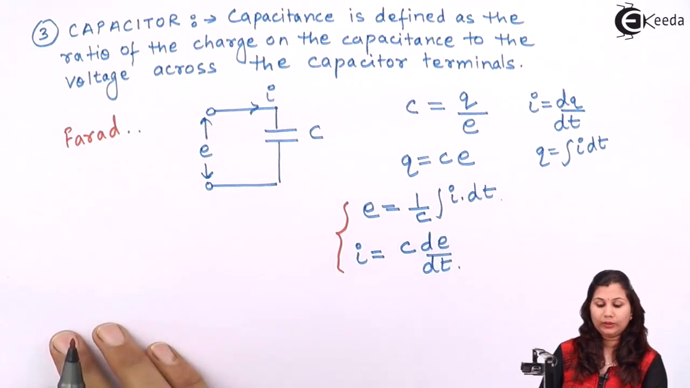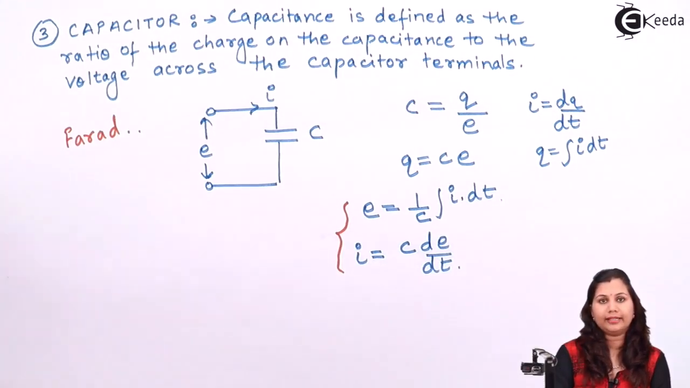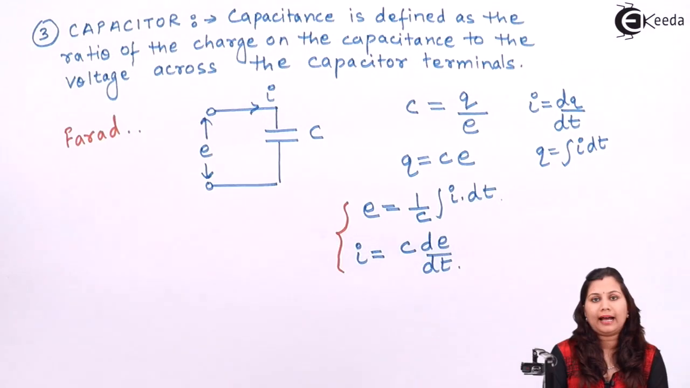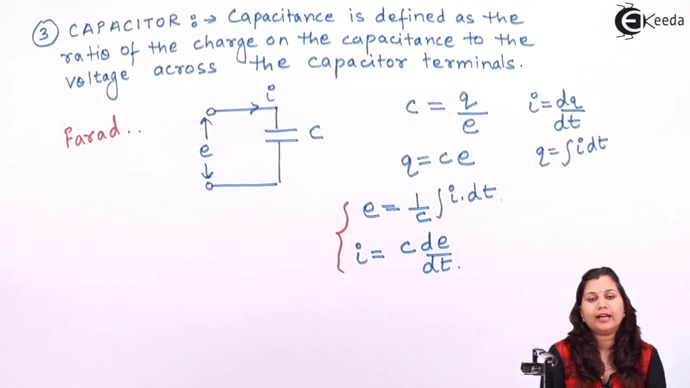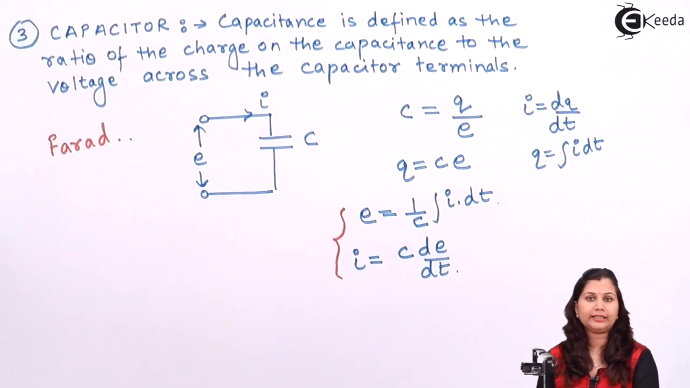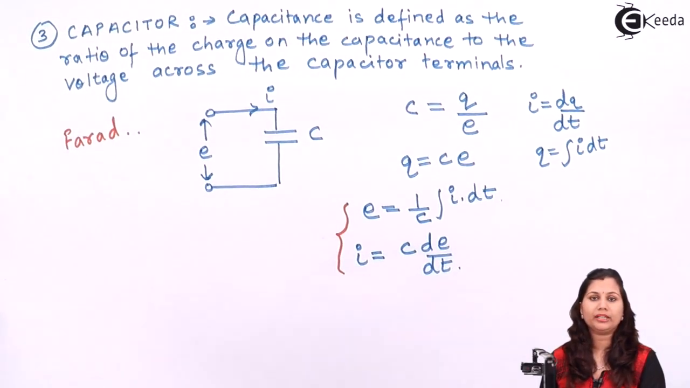Now let us consider an electrical system, and first we will consider one which has the series combination of these three elements: resistor, inductor and capacitor. After that we will study another electrical circuit which has the parallel combination of these three basic elements. So let us first study the series combination of the resistor, inductor and capacitor.